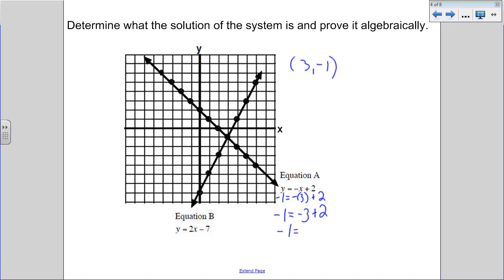But negative 3 plus 2 is negative 1. So far, so good. We have negative 1 is equal to 2 times 3 minus 7. Negative 1 is equal to 6 minus 7, which is negative 1. So we get 2 true statements. So any questions on how to check your answers, ladies and gentlemen, or how to prove them algebraically? All right, I think that's questions 4 and 5 on your homework tonight.